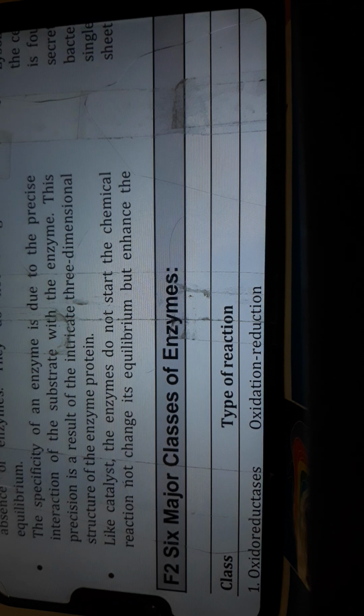Like catalysts, the enzymes do not start the chemical reaction or change its equilibrium, but enhance the rate of reaction. An enzyme lowers the activation energy, or energy required to overcome the barrier of the reaction. Enzymes are not imported. Every cell produces its own enzymes.